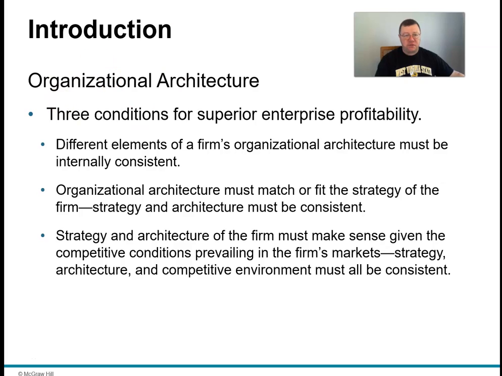So these are the three conditions for superior enterprise profitability: consistency, fit, and makes sense.